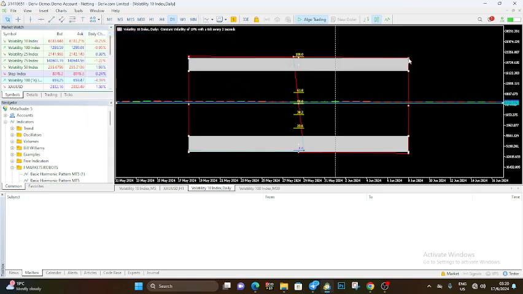So when the market is moving, the market moves like this. As we've been saying, the market moves like this.